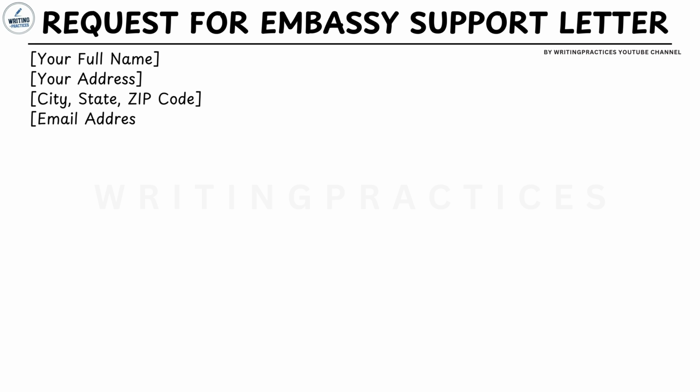Let's dive in. Header information. Every formal letter begins with your personal information, which includes your full name, address, city, state, zip code, email address, and phone number. For example, Jane Doe, 123 Safe Haven Street, Los Angeles, California, 90001, jane.doe@email.com, 310-555-1234. This section is your introduction, providing essential details for the embassy to identify and contact you. Accuracy here is crucial, especially during urgent situations where quick communication can make all the difference.